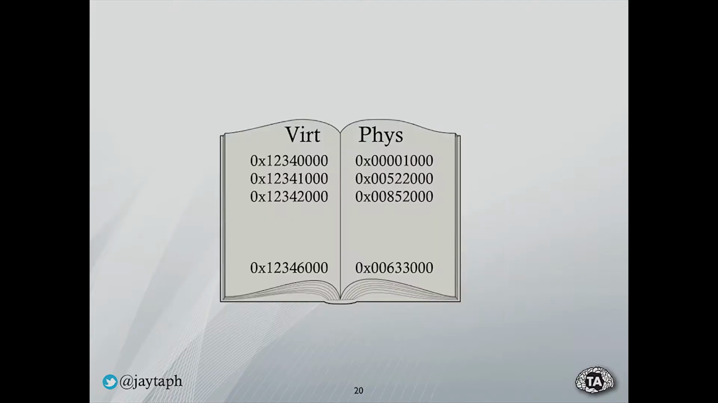So in that phone book, it says, for instance, virtual memory 1234000 actually is located in physical memory at address 1000. If you go to memory location 1234 1 3 times 0, then you have to go to physical memory 5222000. So what it does is take every virtual memory block and connect that to a physical memory block. This is what is called the page table. And every process has its own page table.